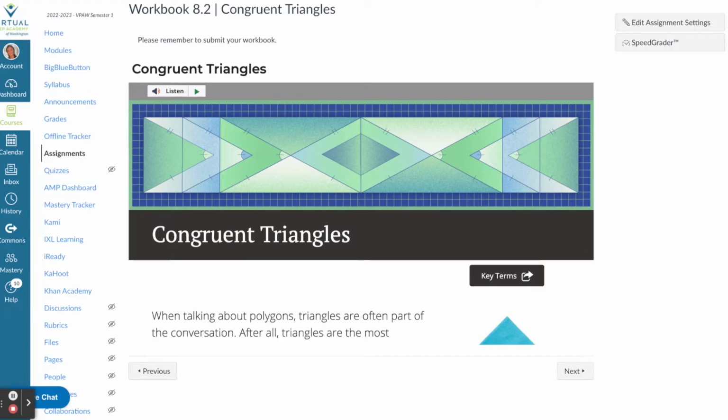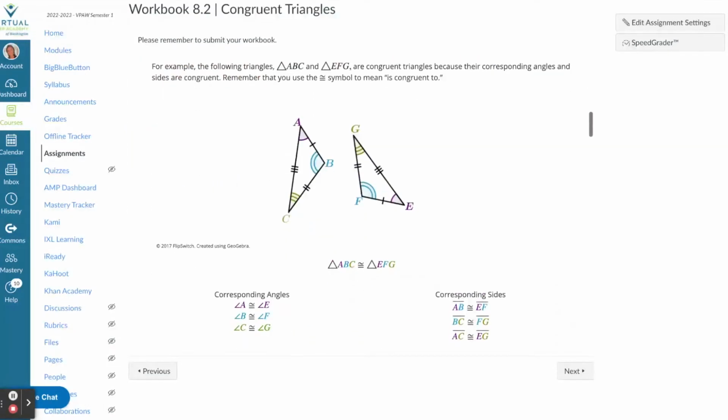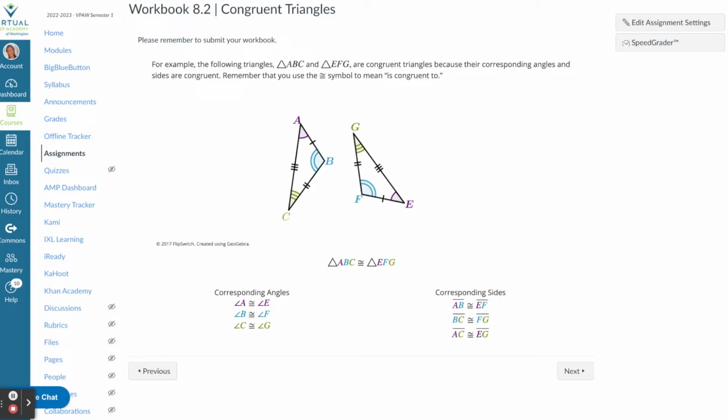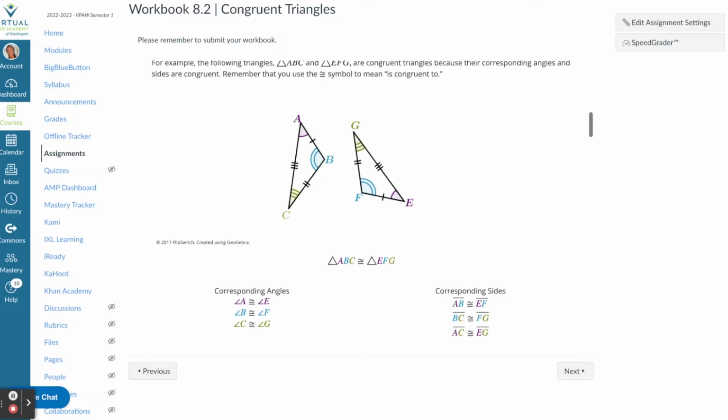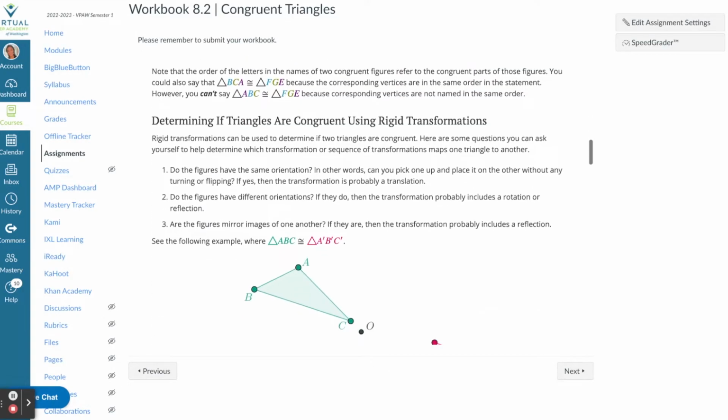8.2 talks about congruent triangles, and we already talked about this first graphic right here, talking about how corresponding angles are congruent, the corresponding sides are congruent, so we can state that the two triangles are congruent as well. Basically, in order to prove that two triangles are congruent, we should be able to apply a set of rigid transformations and have those two triangles coincide with one another.